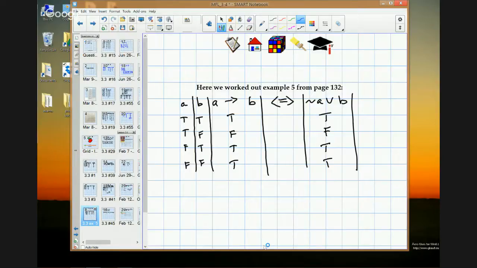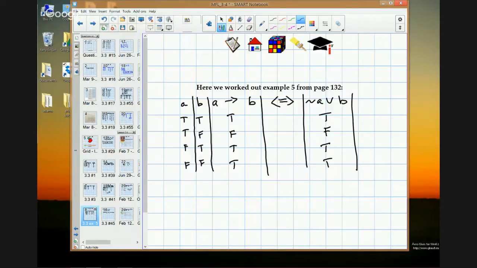Okay, I don't have the problem here, so let me go read it. Find the truth value of each statement. No, I've got the wrong page, don't I? 133. Okay, well, this isn't the right one, so let me just do another one. Okay, let's just make a slide.